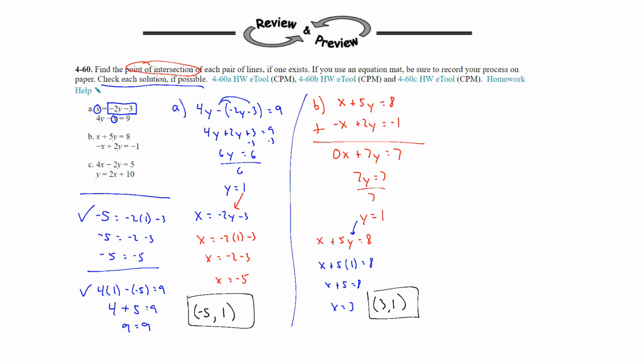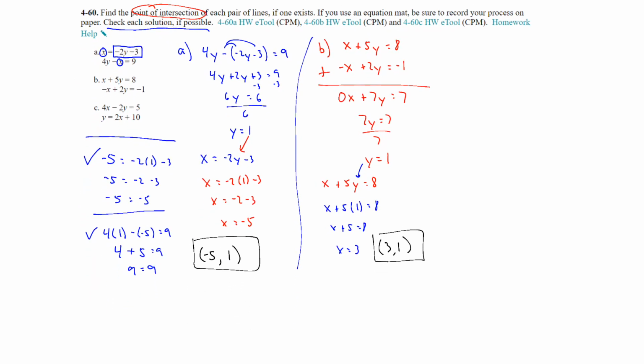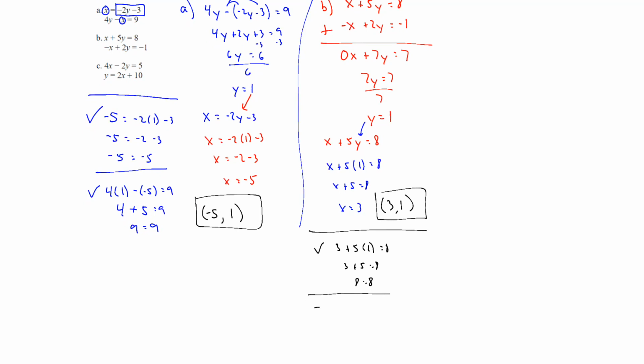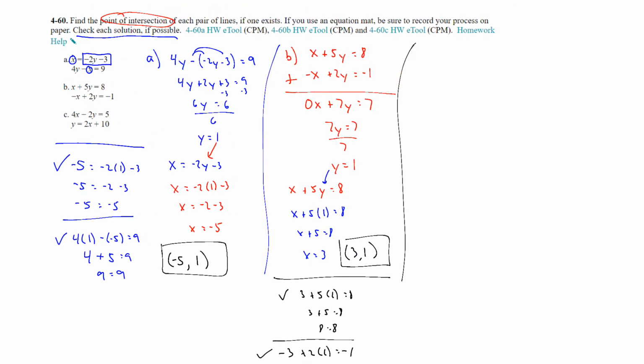All right, and once again we could plug that back in to check to see that we did it correctly. So to check this, we would plug 3 and 1 back in. And so on this one we'd have 3 plus 5 times 1 equals 8. And that's 3 plus 5 equals 8, so you can see that 8 is equal to 8. That works. And then if we plug it back into the second one, that would be the opposite of x, which is negative 3, plus 2 times 1 is equal to negative 1, or negative 3 plus 2 is equal to negative 1, and once again you can see that negative 1 is equal to negative 1. So checking your solutions by plugging back in.